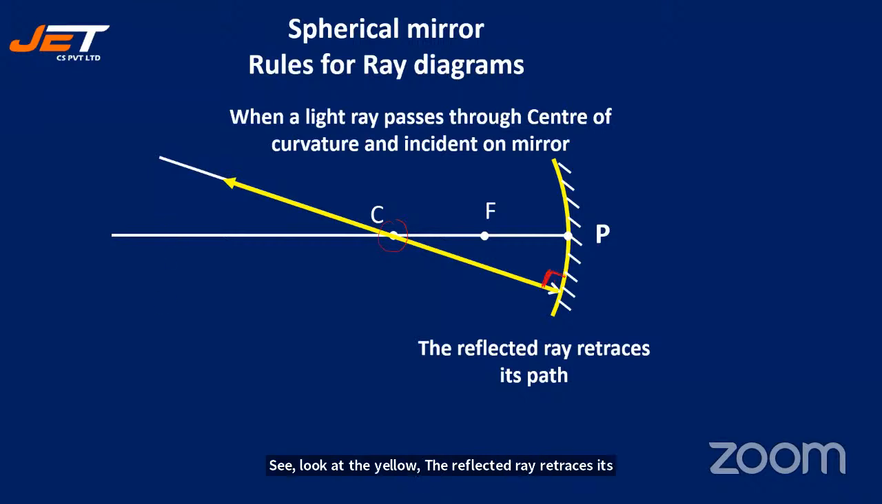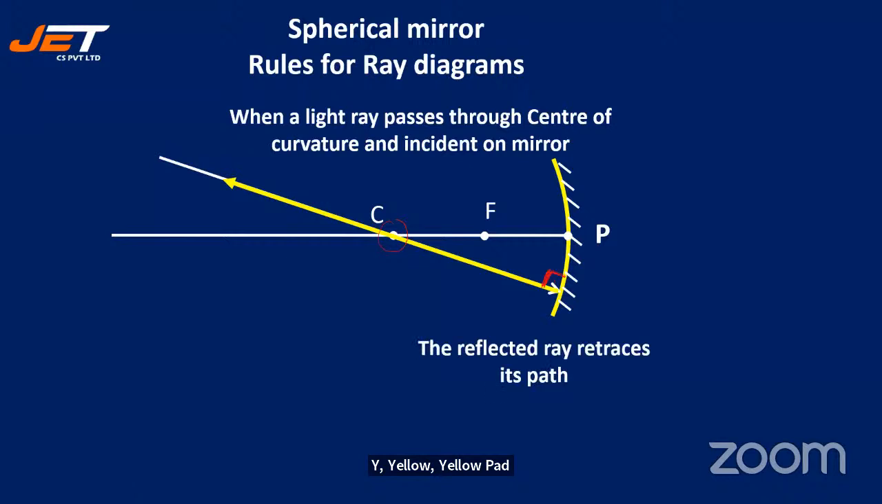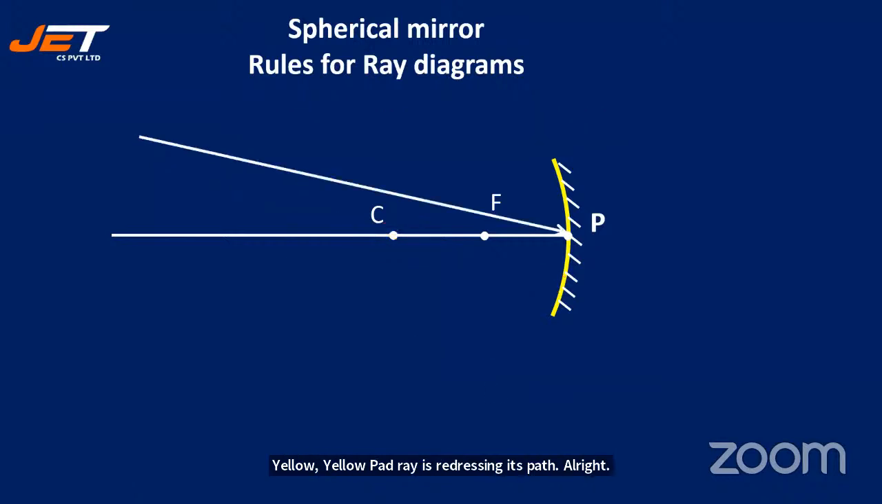This white ray, when it was incident on the mirror, hit it perpendicularly. The reflected ray, the yellow colored ray, is retracing its path. All right. Let's see the next one.